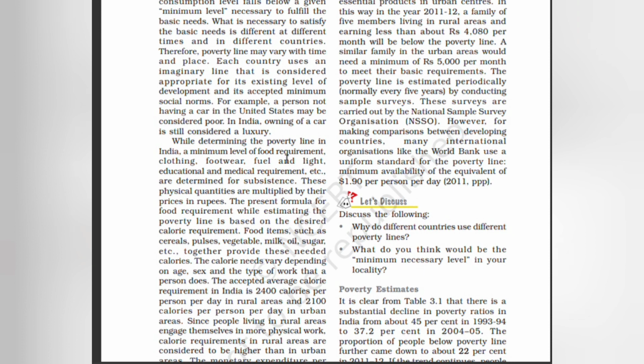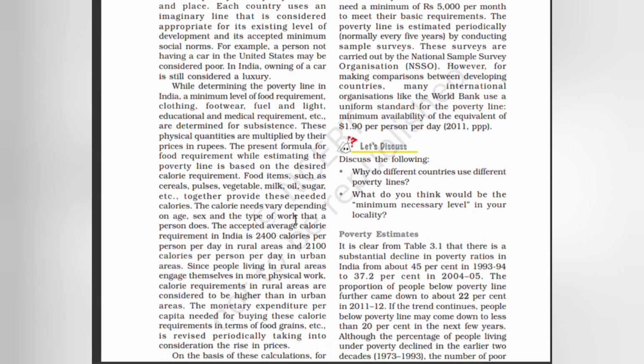While determining the poverty line in India, a minimum level of food requirement, clothing, footwear, fuel and light, educational and medical requirement, etc. are determined for subsistence. These physical quantities are multiplied by their prices in rupees. The present formula of food requirement, while estimating the poverty line, is based on the desired calorie requirement. Food items such as cereal, pulses, vegetable, milk, oil, sugar, etc., together provide these needed calories.